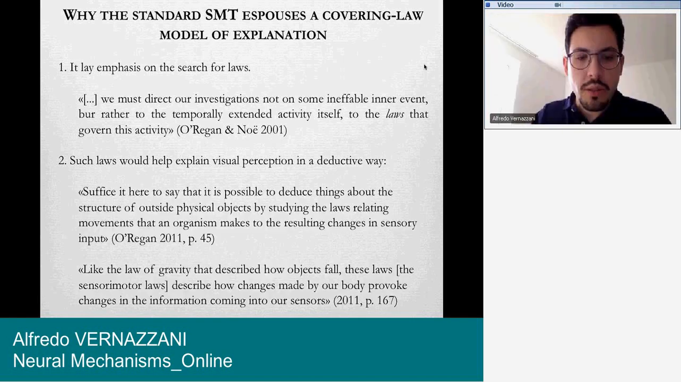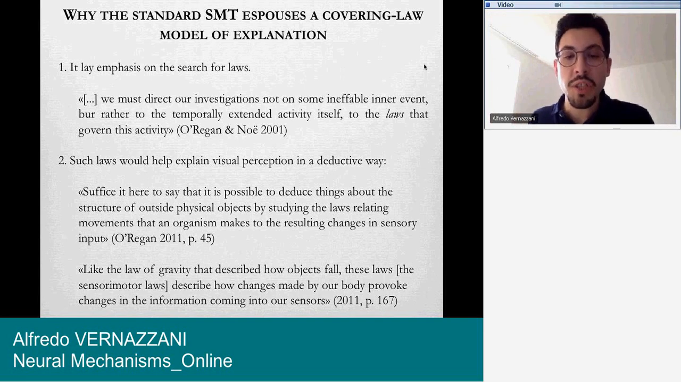Now, let me mention this passage again. Suffice it here to say that it is possible to deduce things about the structure of outside physical objects by studying the laws relating movements that an organism makes to the resulting changes in sensory inputs. Another passage, drawn from the same book by Kevin O'Regan, Why Red Doesn't Sound Like a Bell: like the law of gravity that describes how objects fall, these laws, the sensorimotor laws, describe how changes made by our body provoke changes in the information coming into the sensors.